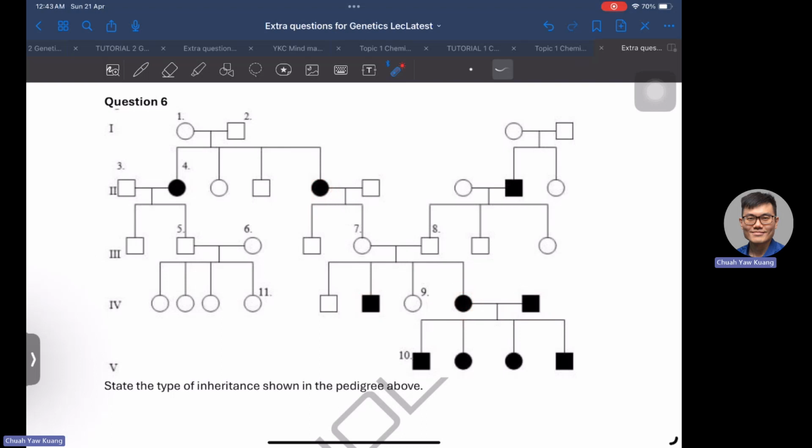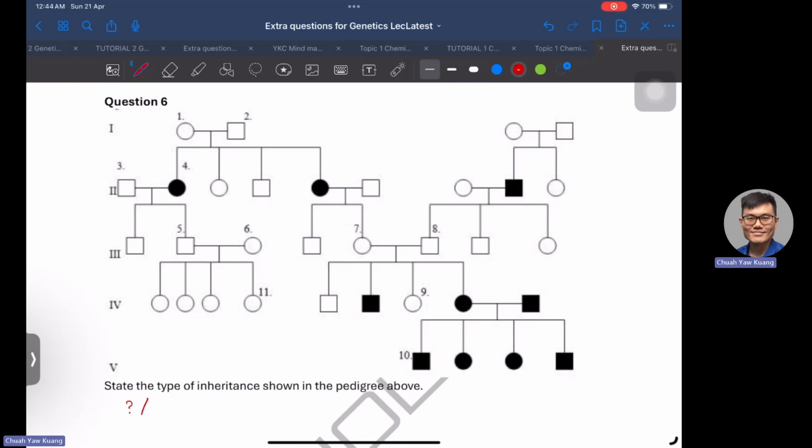First thing first, pedigree questions can be related to a sex-linked gene, or they can be related to an autosomal gene. So we are not able to confirm whether this is a normal Mendel model or a sex-linked gene. We can put a question mark first because we are not sure.